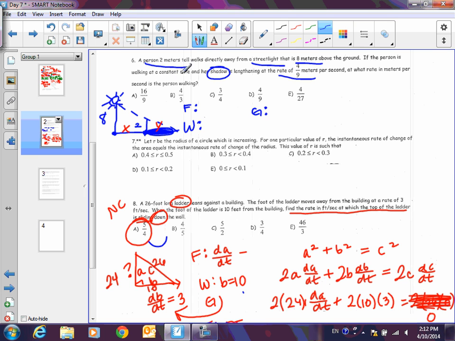All right, so if the person is walking at a constant rate and the shadow is lengthening at a rate of 4/9. The shadow is lengthening. That's why y'all thought I was crazy. dy over dt, that's what's given. I was kind of trying to do the given and the find at the same time. That doesn't work. All right, and so at what rate is the person walking? That's dx over dt. That's what we're trying to find. Are there any questions about how I knew which one was the shadow and which one was the walking?